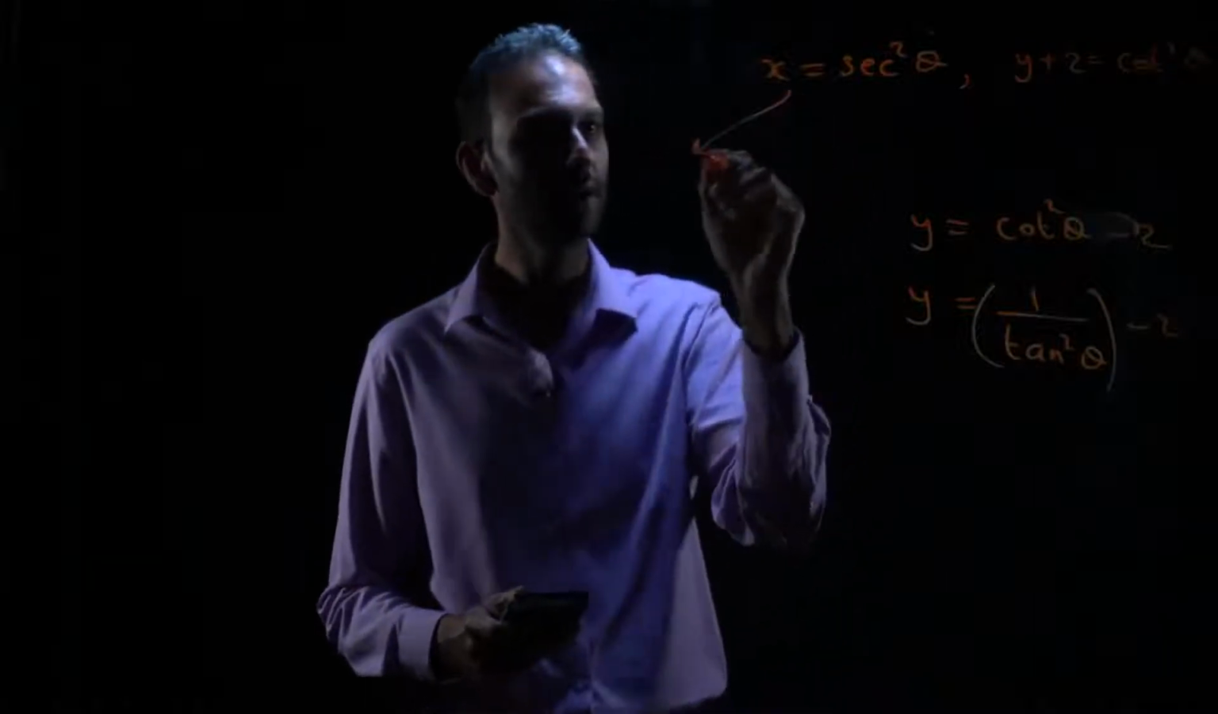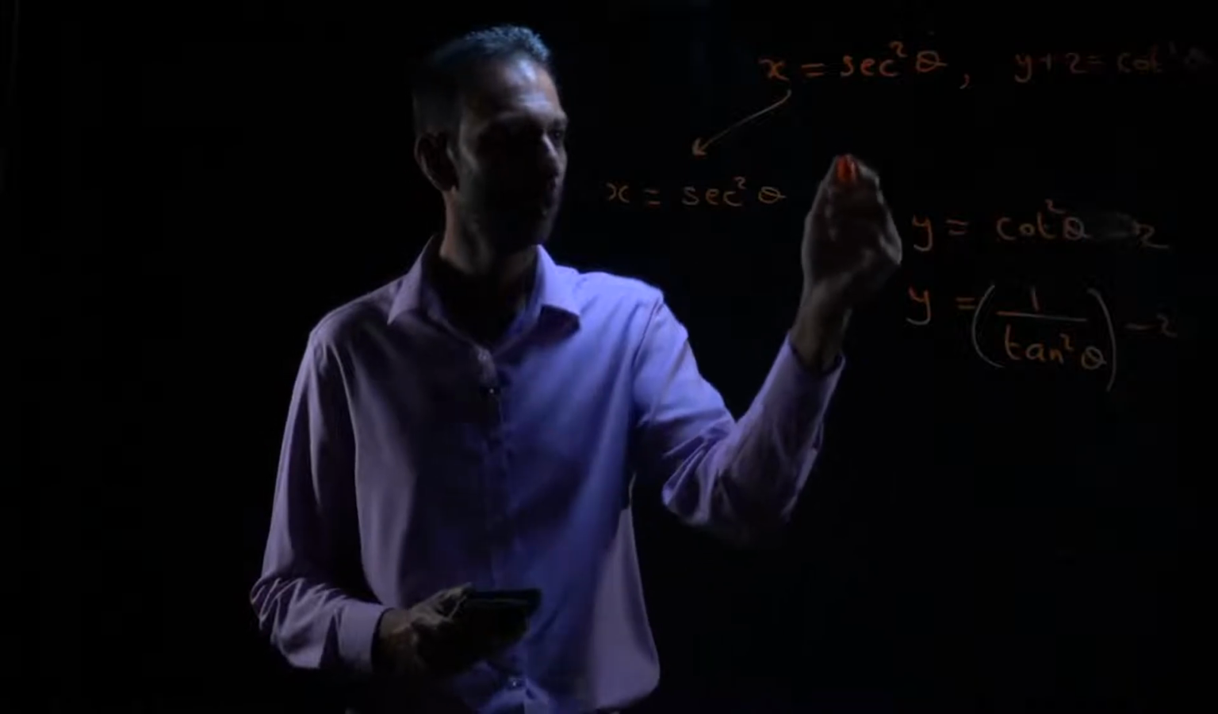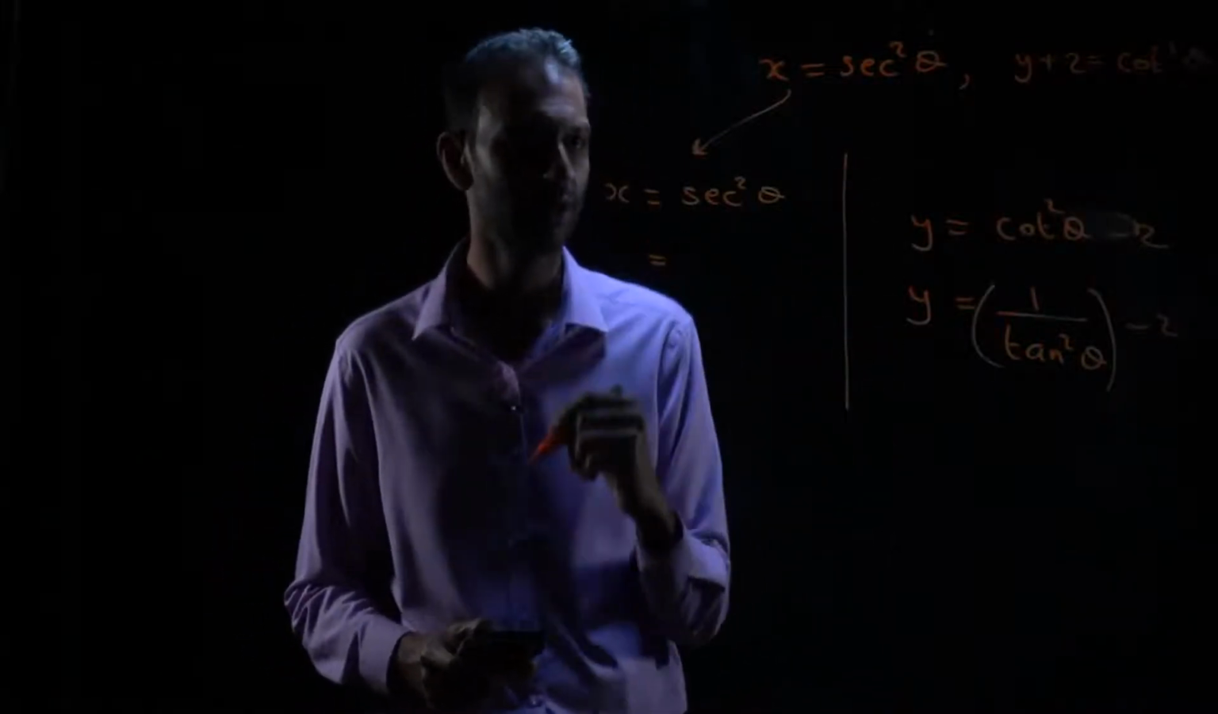Now, from x is equal to sec squared of theta, we know the trigonometric identity, which is on the first page, or the second page of your paper.